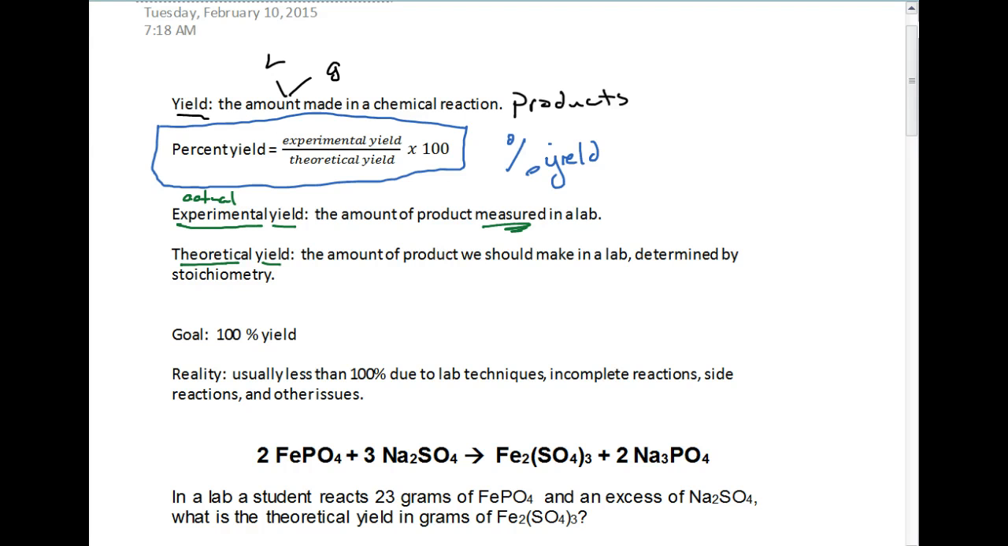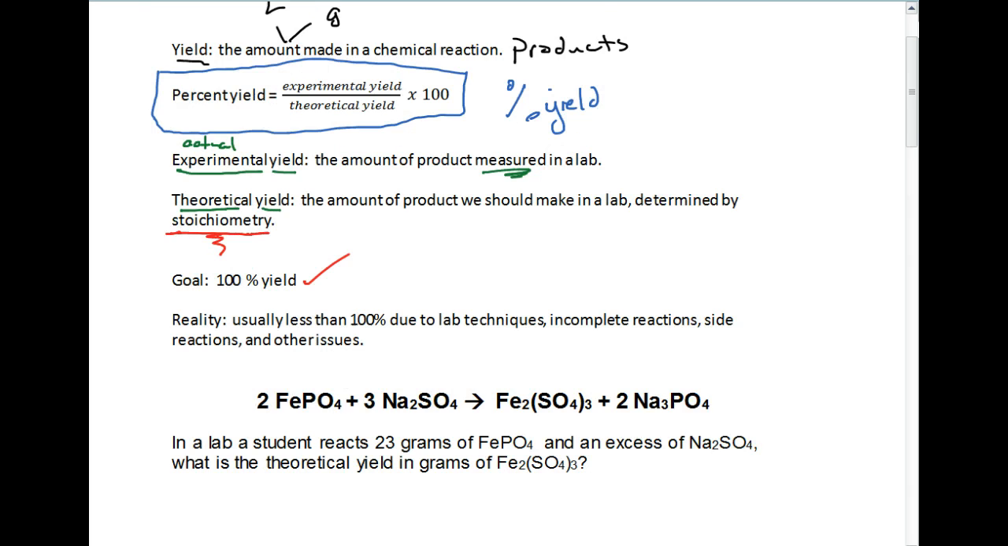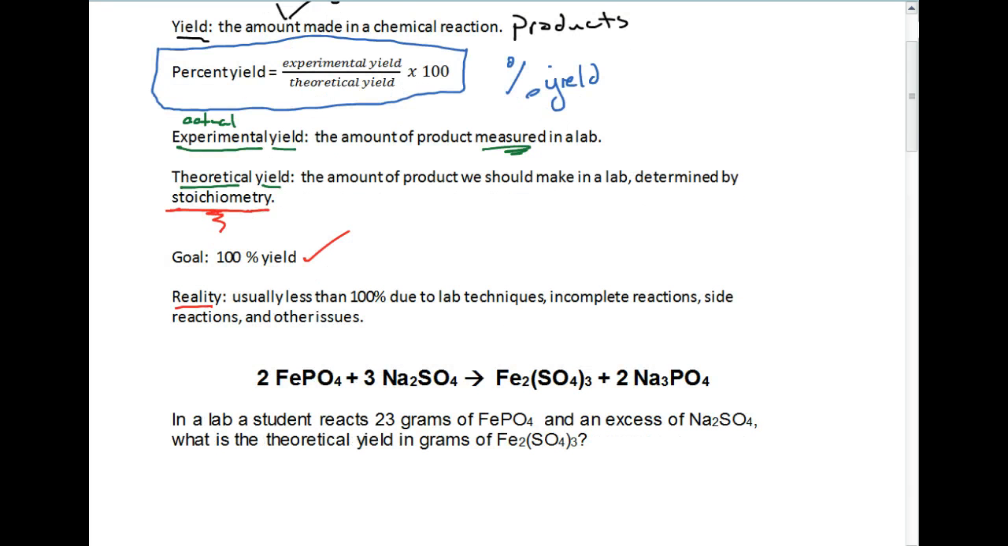And the way we determine our theoretical yield, and this is super important, is we do the stoichiometry. We use our mole road map to calculate the amount we should have made. Our goal is always going to be as close to 100% yield as possible, but the reality of that is that it's usually less than 100%.